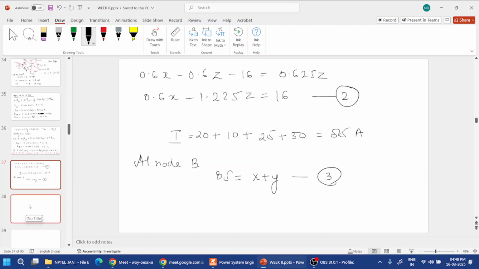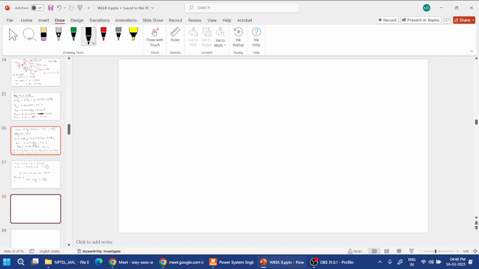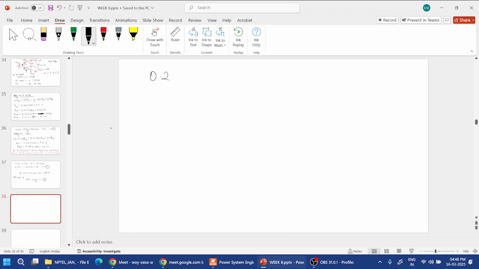So basically what we have, let me write it over here. First equation, 0.2x minus 0.7y plus 0.625z is equal to minus 12. Then we get another equation, 0.6x minus 1.225z equal to 16. Then we get another equation, x plus y is equal to 85.